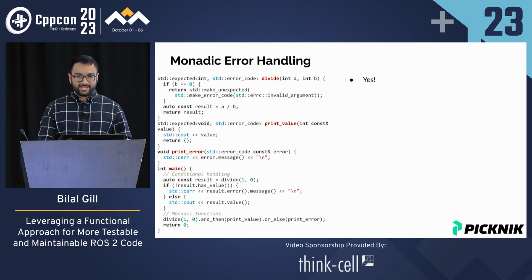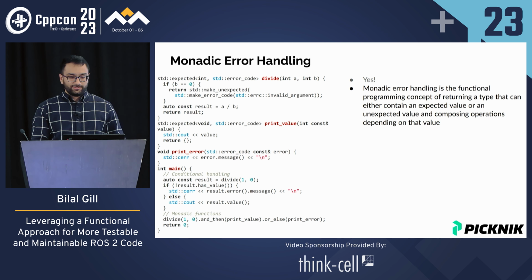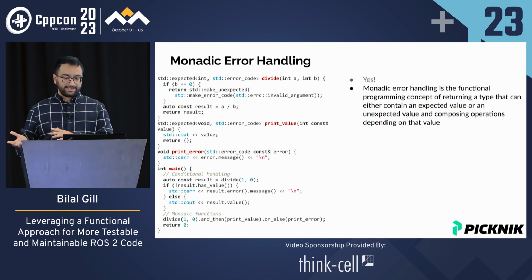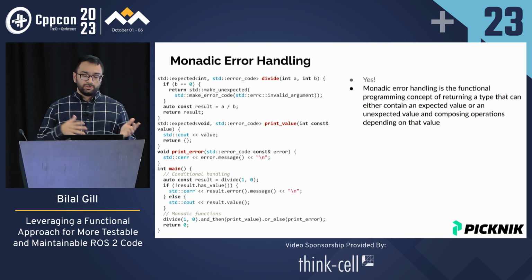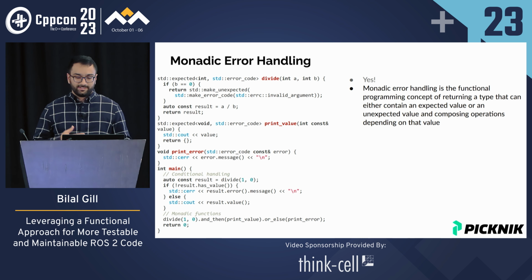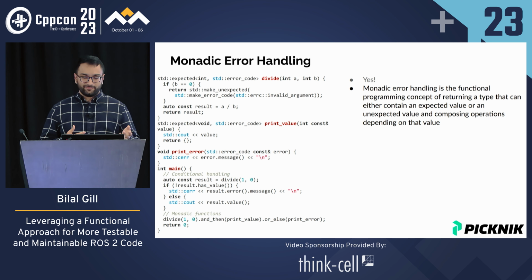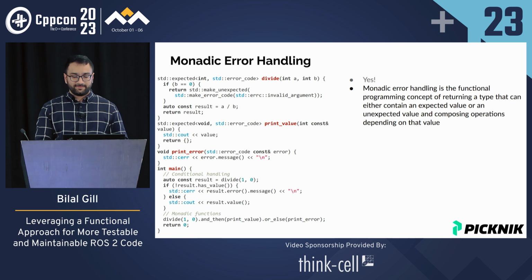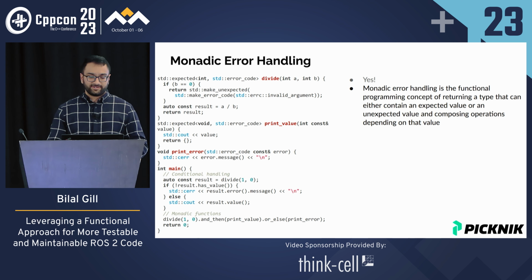So here we have monadic error handling. Monadic error handling is the functional programming concept of returning a type that can either contain an expected value or an unexpected value, and then composing operations depending on that value. It might be tough to parse, but I'm going to go over some code that shows an implementation of monadic error handling, right?